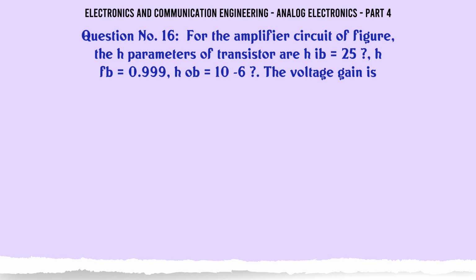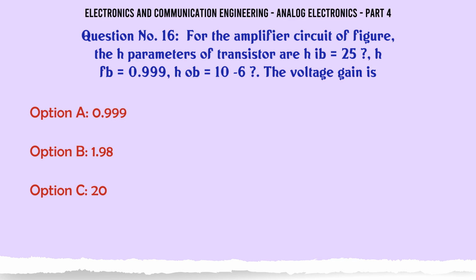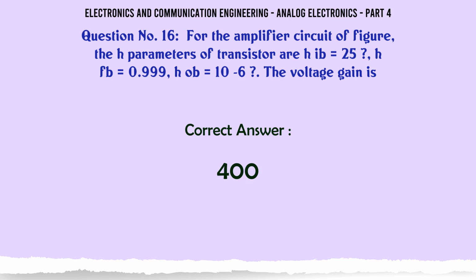For the amplifier circuit of the figure, the h parameters of the transistor are hie and hfb is 0.999. Obtain the voltage gain: A. 0.999, B. 1.98, C. 20, D. 400. The correct answer is 400.